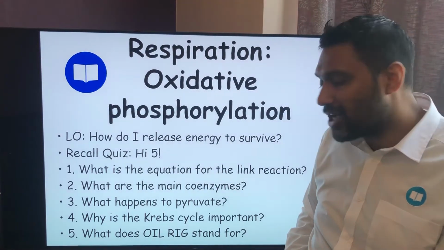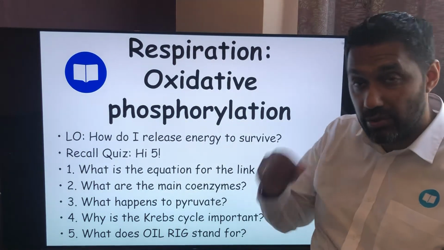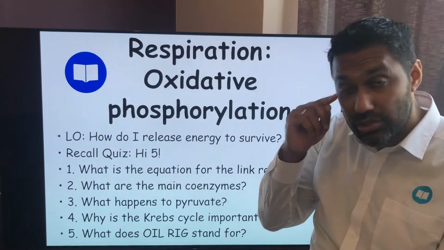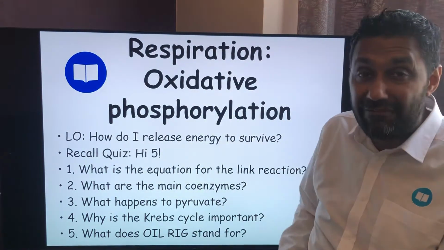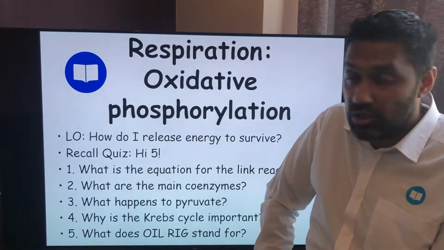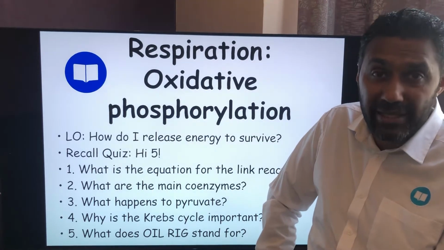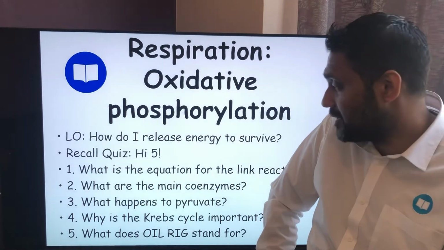What are the main coenzymes? Well, the main one was NAD, and that becomes reduced, so it becomes reduced NAD. You've also got FAD in the Krebs cycle, and that also becomes reduced FAD. And in photosynthesis, you've also got NADP, which becomes reduced NADP.